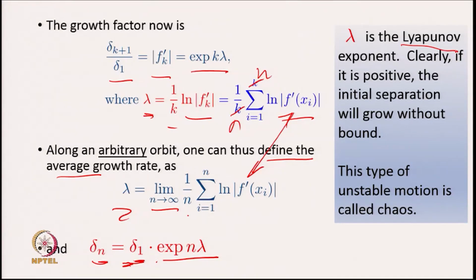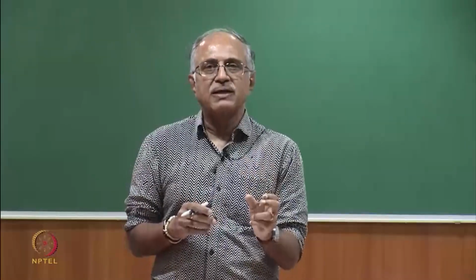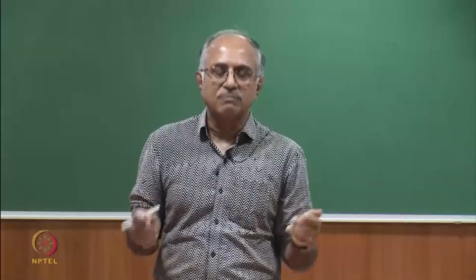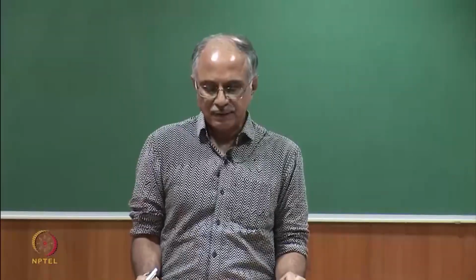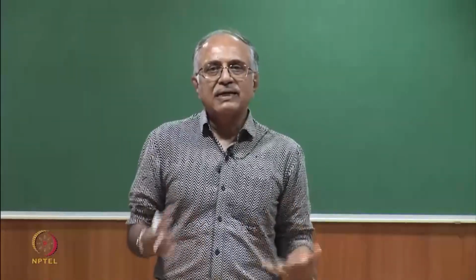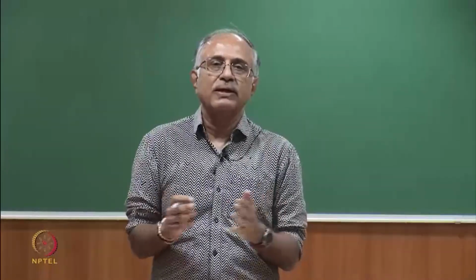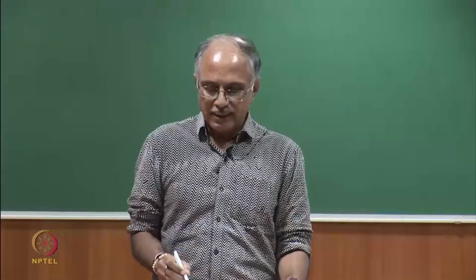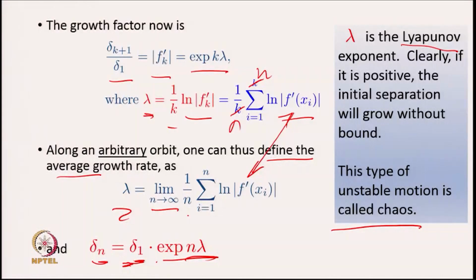Clearly, if this Lyapunov exponent is positive, then the initial separation will grow without bound because it is just the exponential of n times lambda. This kind of unstable motion, because these small separations are growing uncontrollably, this is what is called chaos. Alternatively, if the Lyapunov exponent is positive, then the motion is termed chaotic.